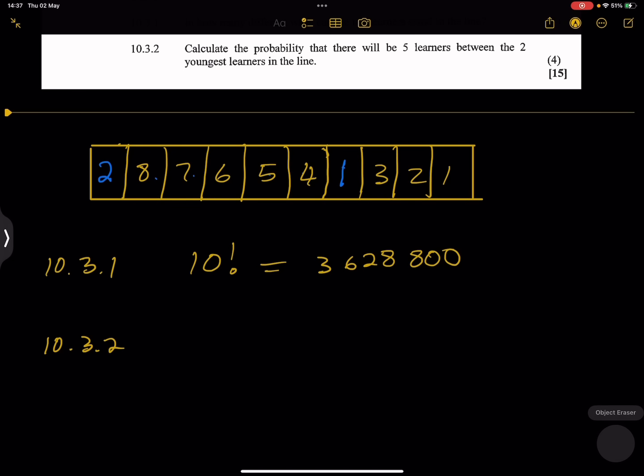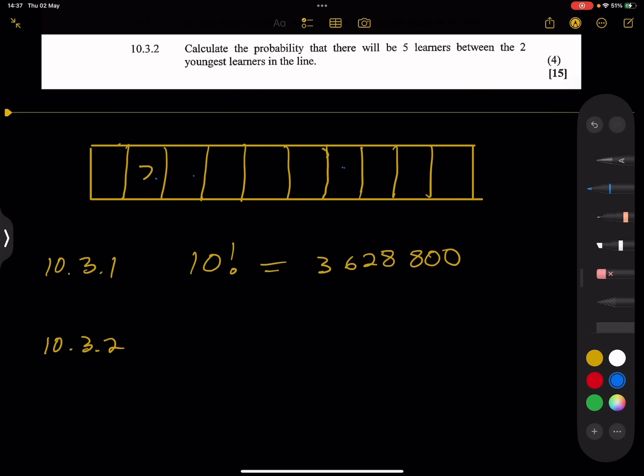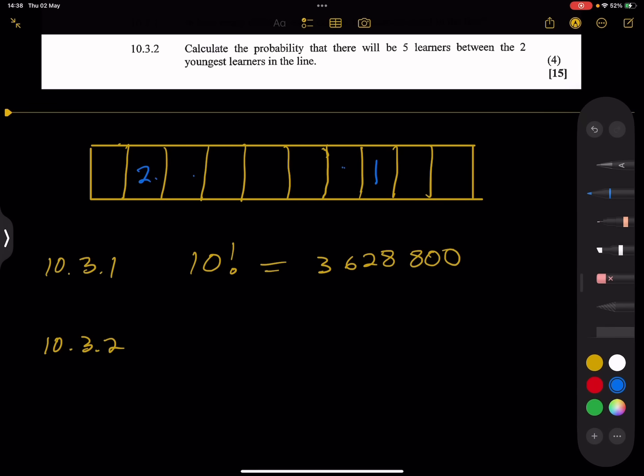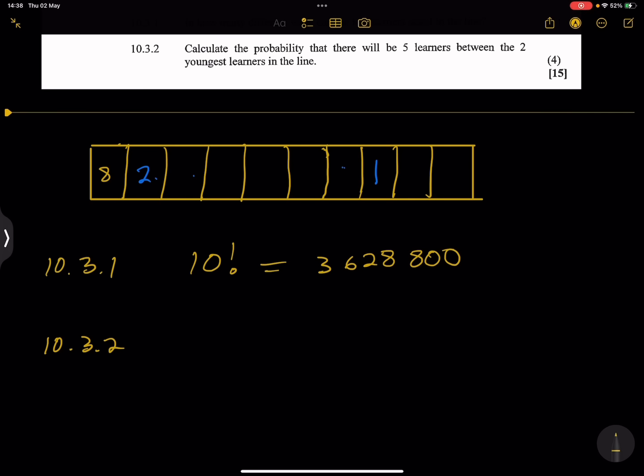But this time I can place my youngest learner in position 2. So if I place my youngest learner in position 2, I said I'm going to indicate them with the blue color. So here's the first position, right? So I can place the other one, 1, 2, 3, 4, 5. I can place the other one there, right? So in that case, what happens again? I've got another 8 factorial, right? So that's 8, 7, 6, 5, 4, 3, 2 and 1.